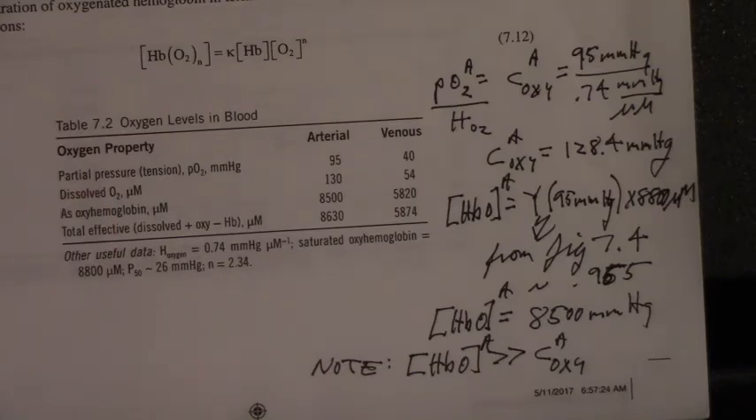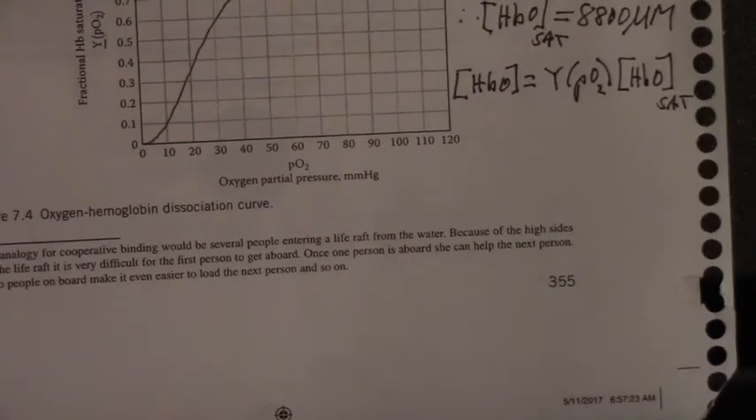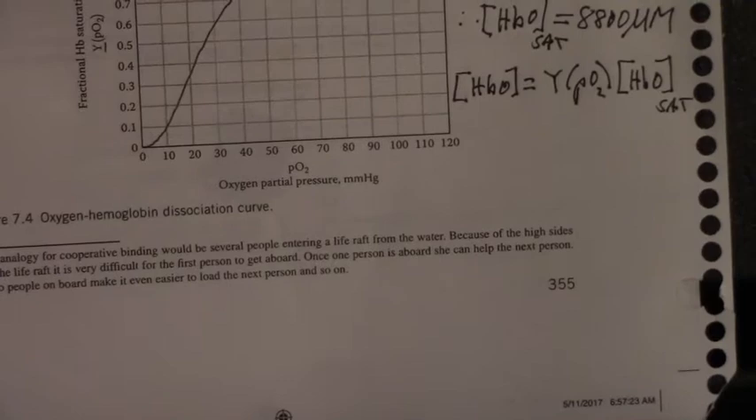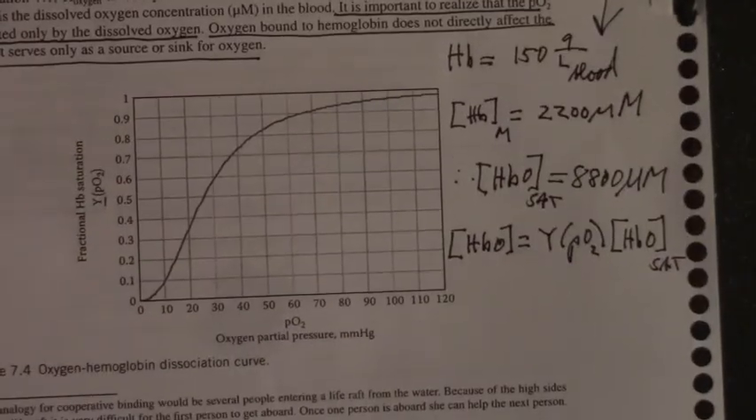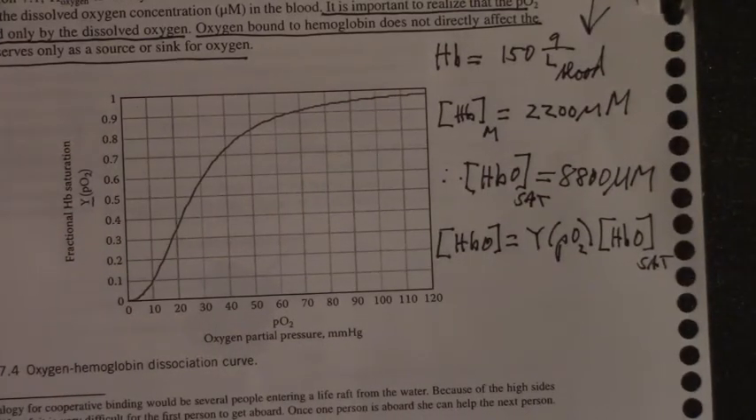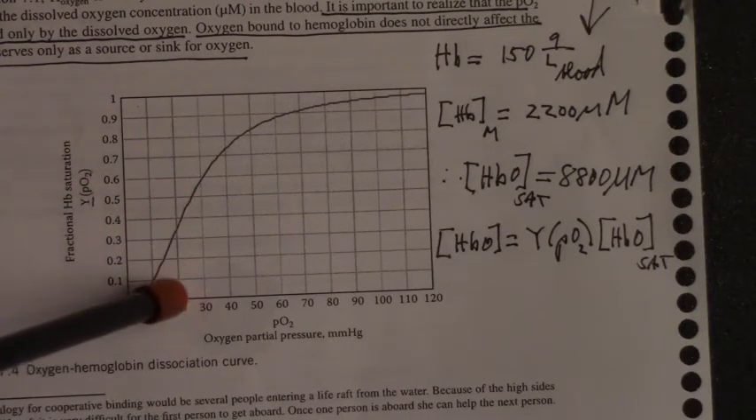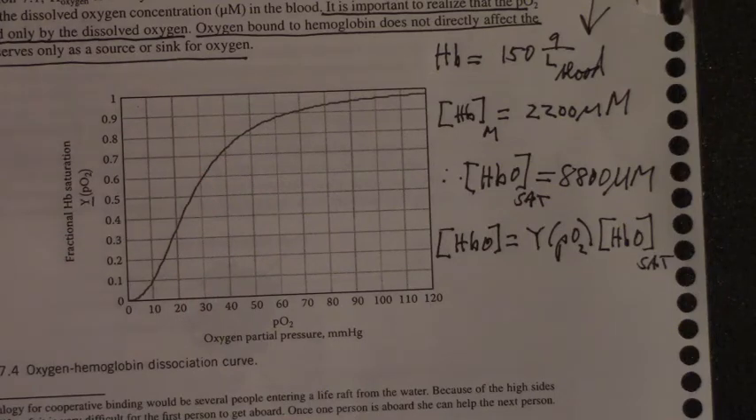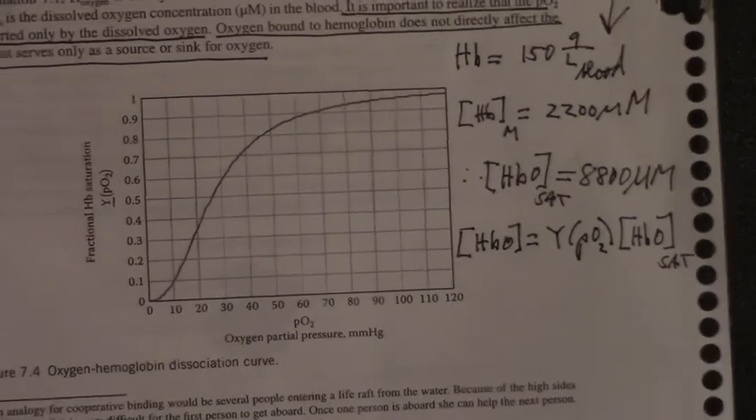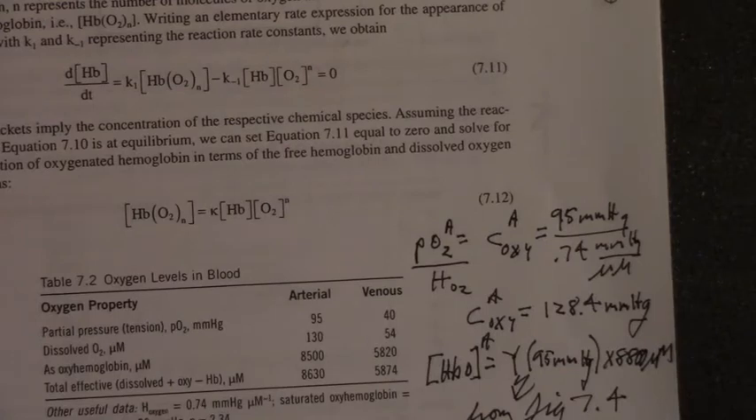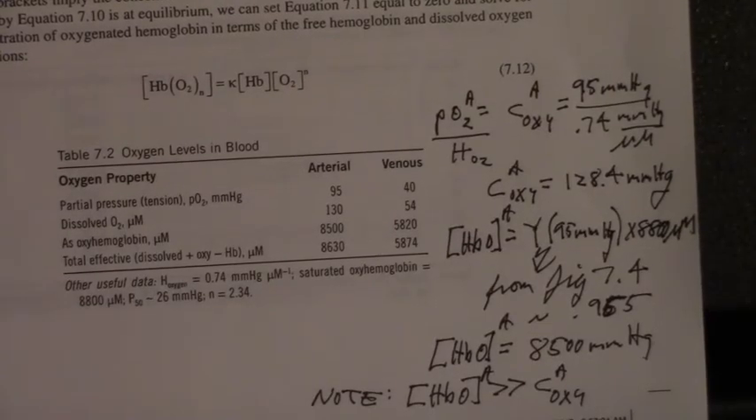If we were to go back and look at the oxygen hemoglobin dissociation curve, figure 7.4, you can see from the graph that at 50% saturation that value is about 26 millimeters of mercury. So the P50 value of 26 millimeters of mercury is a good number for that.